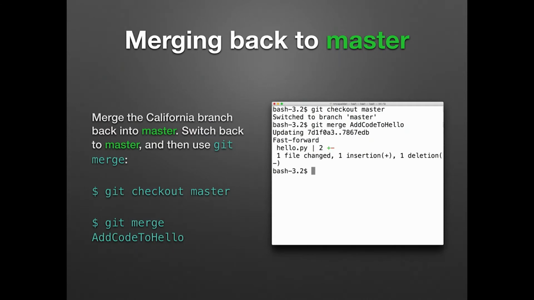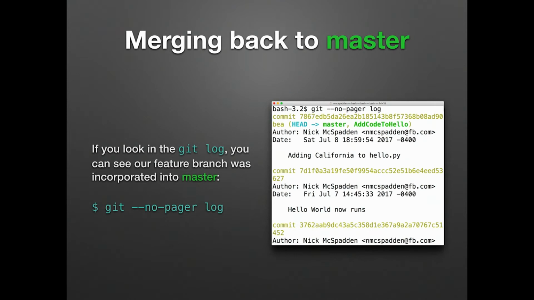Switch back to master, and then use git merge to shove those things together. It's actually really easy. Git merge, and it tells you right there what I did: I changed one file, I inserted a line, and I deleted something. Now, if you look at the git log, you'll see we incorporated it back into master. It's now in git history.